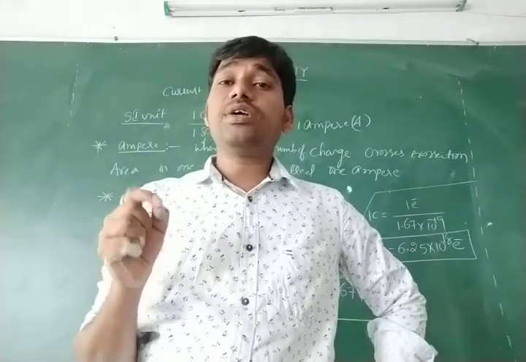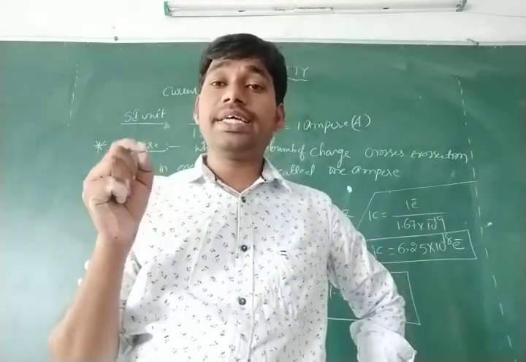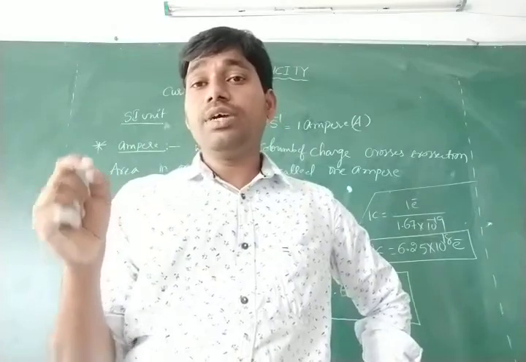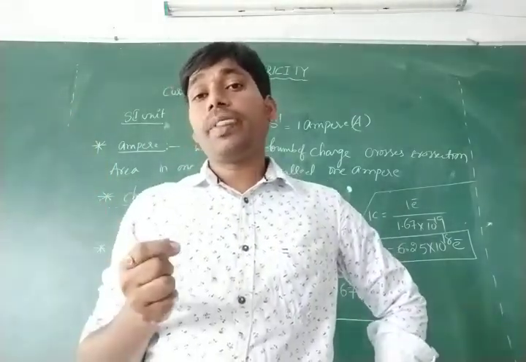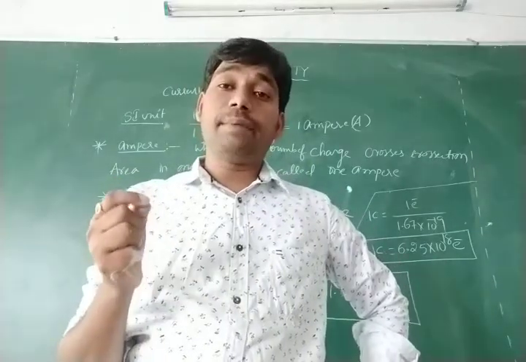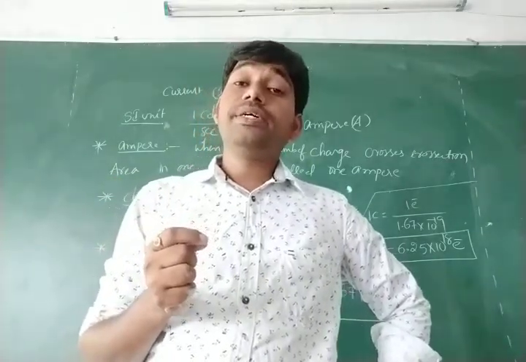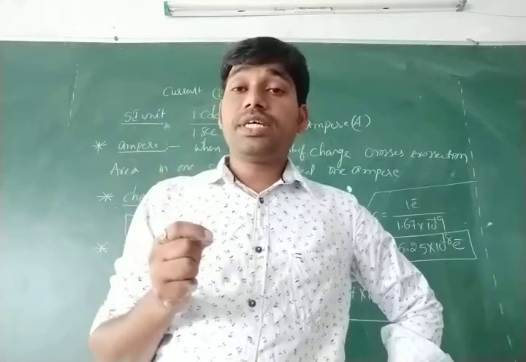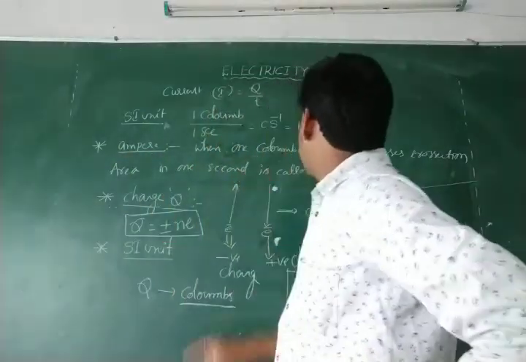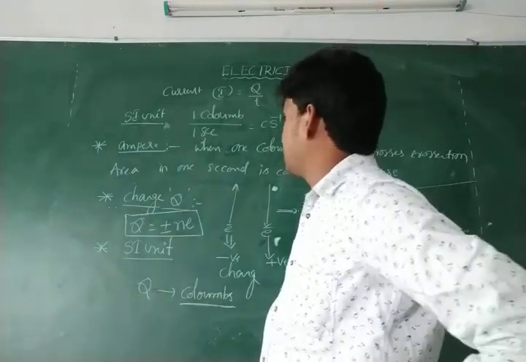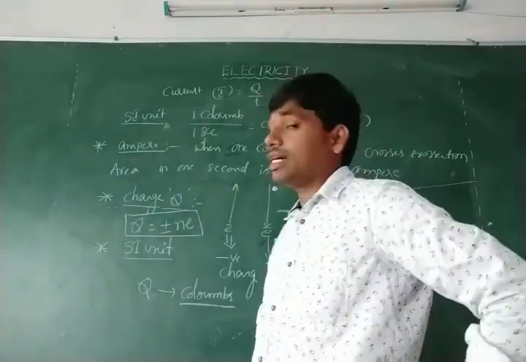Quantitatively, we saw the definition of electric current: I is equal to Q by T, where Q is charge and T is time, and the SI unit of electric current is the ampere. And the definition of ampere we saw: when 1 coulomb of charge crosses the cross-sectional area in 1 second, it is called an ampere.